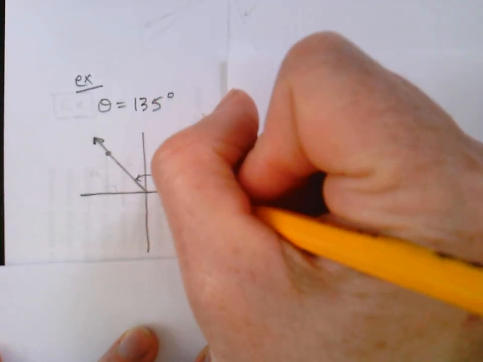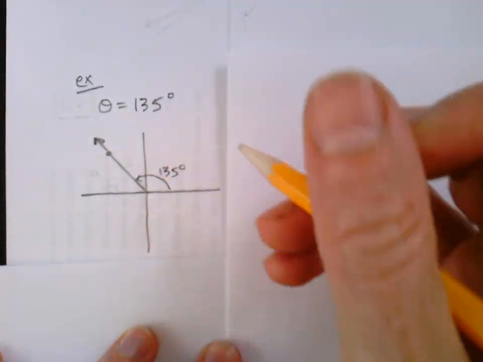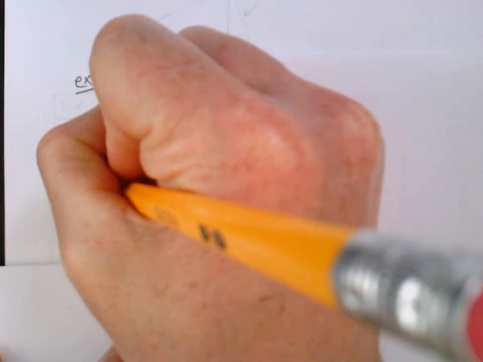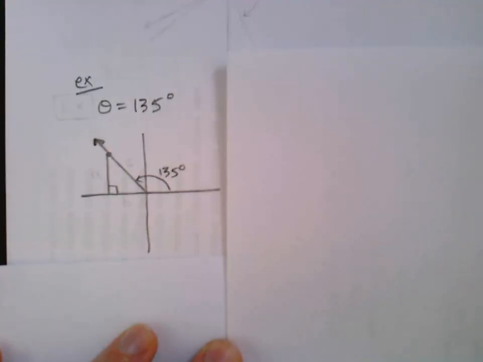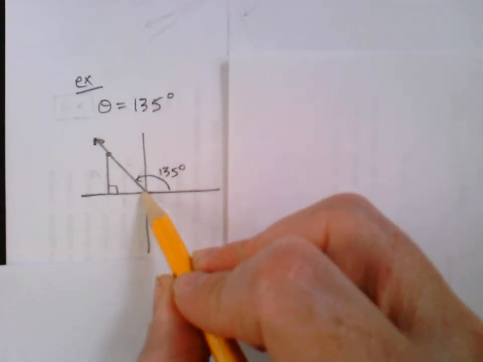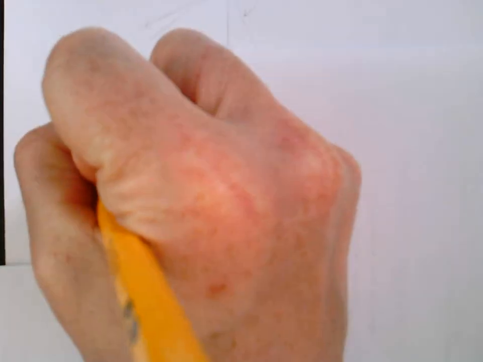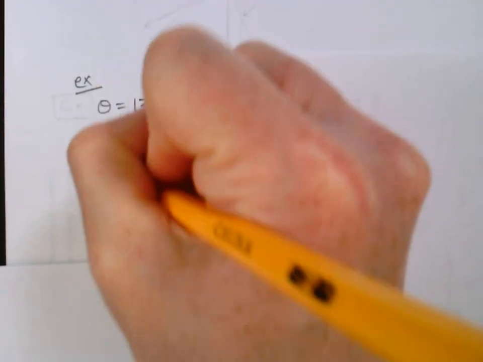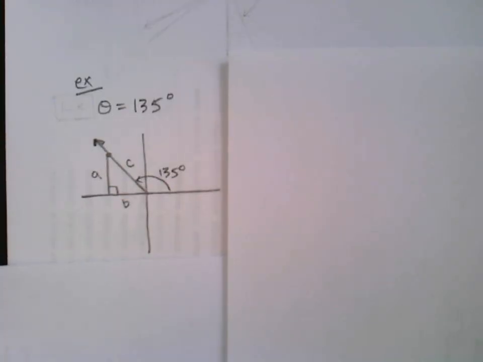So here we've gone past 90, a little bit beyond. I can still draw a right triangle, just now it's in the second quadrant instead of back here in the first quadrant. And I can label A, B, and C in a very similar way.